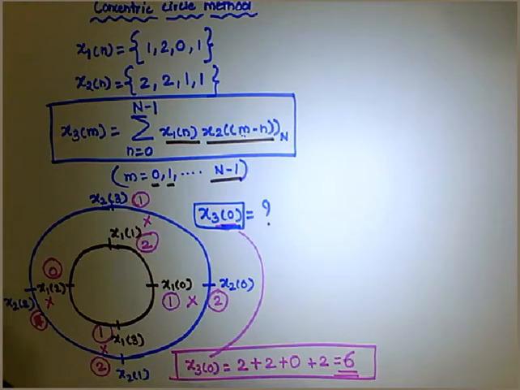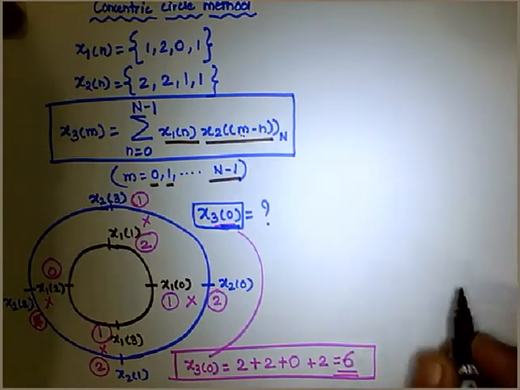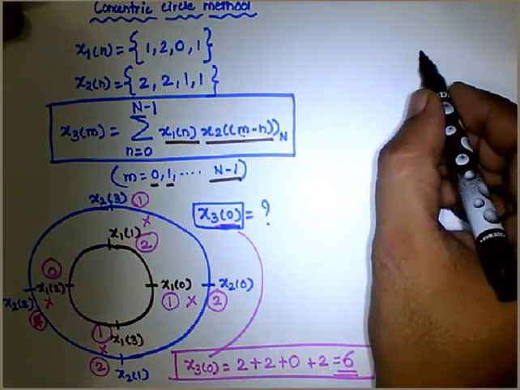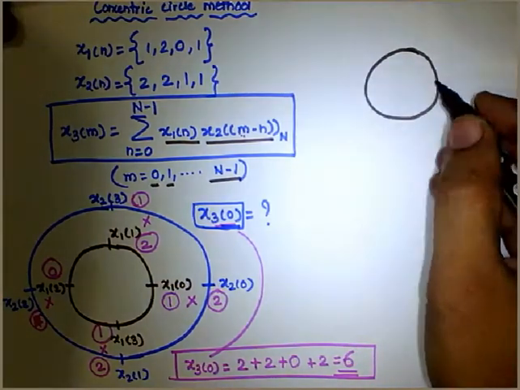So in order to provide this delay to the x2, we need to just shift the x2 in an anti-clockwise manner, only the outer circle, so as to calculate x3 of 1. So let's see how to calculate it. Once again I will draw the circle for x1.